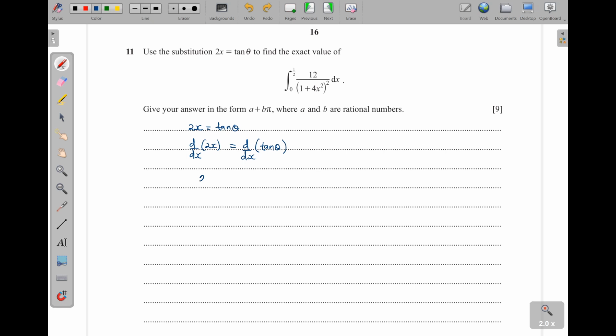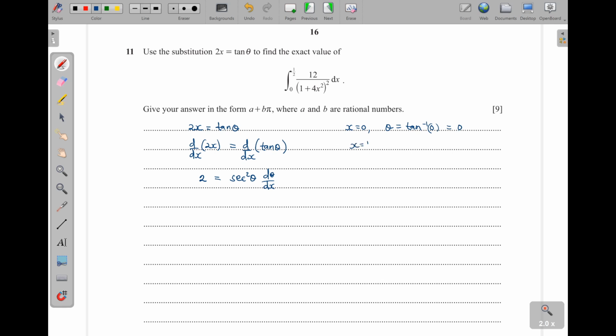So here I'll get a 2. When you differentiate tan, you get sec squared theta. Then we put the d theta dx. Okay, but we know that we can also change our variables here. I mean the limits. If x is equal to 0, then what is theta? Theta is going to be the arctan of 2x. Okay, arctan of this one here. So the arctan of 0, automatically that one is going to give us a 0.